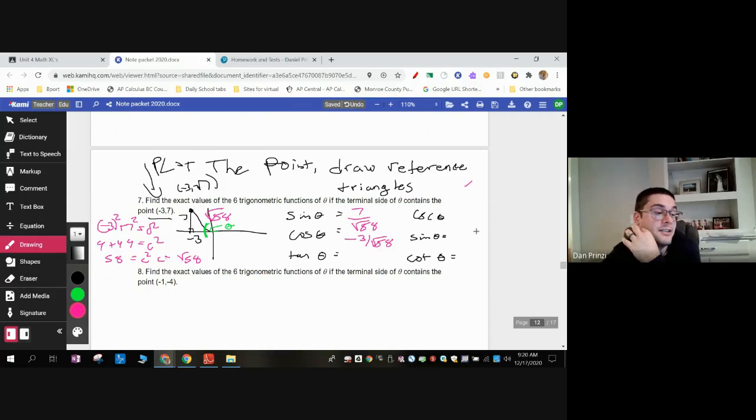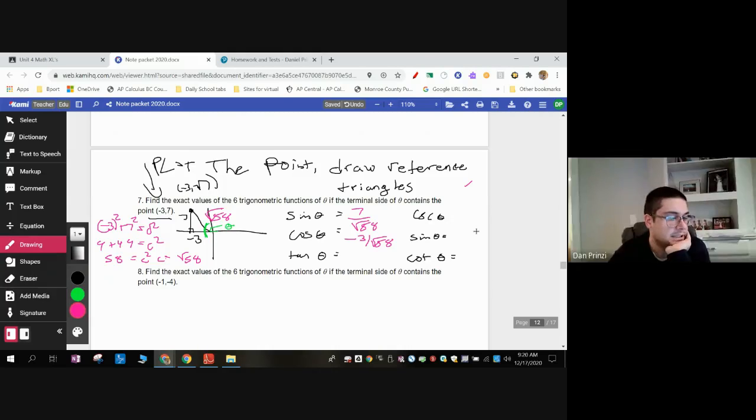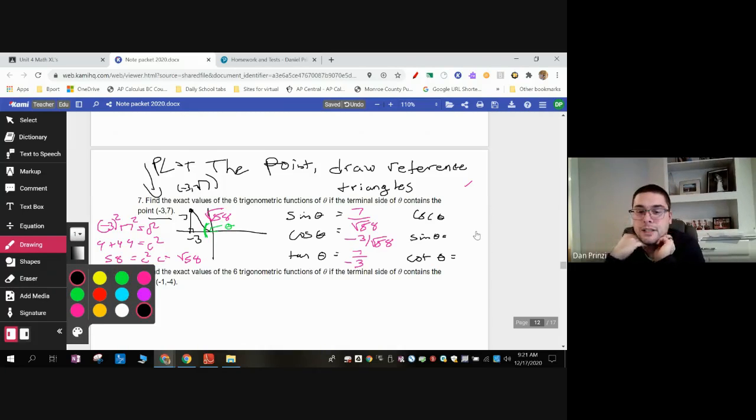Then last, how about tangent? Anyone want to do tangent? 7 divided by -3. Yep. And you can put the negative wherever. There you go. Perfect. Is everyone okay with those 3? Because now your other ones, you just flip them over.